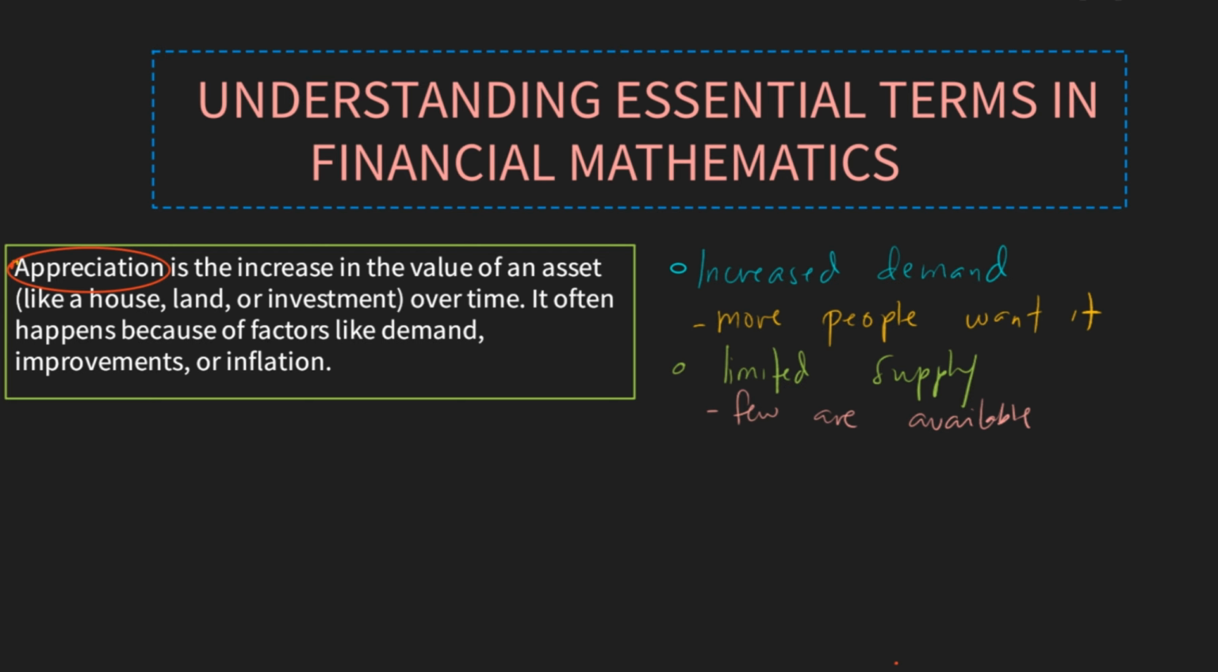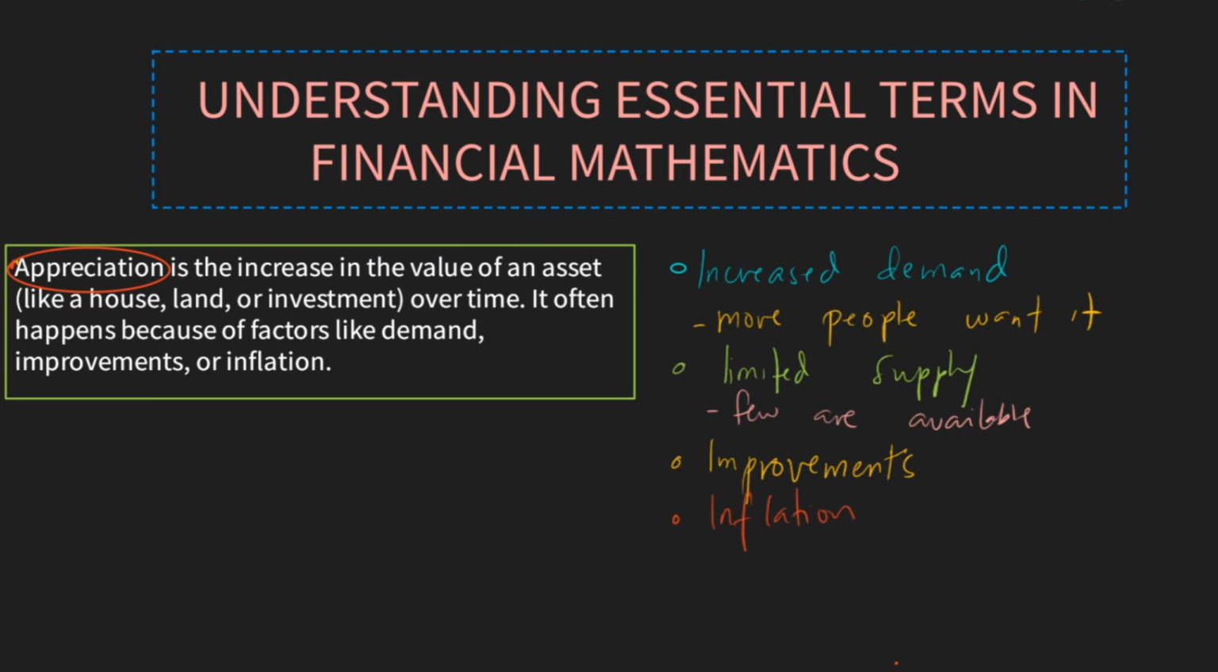Another one is improvements. It includes renovations, better location, new roads, and businesses. And the last one is, of course, inflation. As you notice, the prices of goods and property generally rise over time.